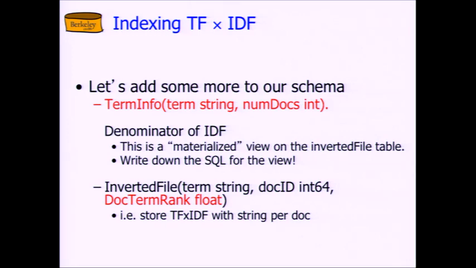Here is the inverted file table. We're going to add another field to it, which is for every term document pair, we're going to store the TF-IDF right there in the row. So when you have that the word database appeared in the book Database Systems Implementation, okay, we will store the TF-IDF. That is, how many times did the word occur in that book, and what's the IDF of that term? We'll store that in the row there. So every document will be stored with its doc term rank, the TF-IDF.